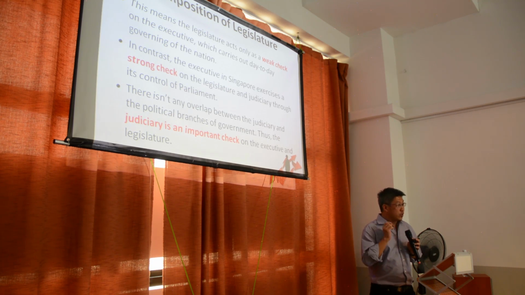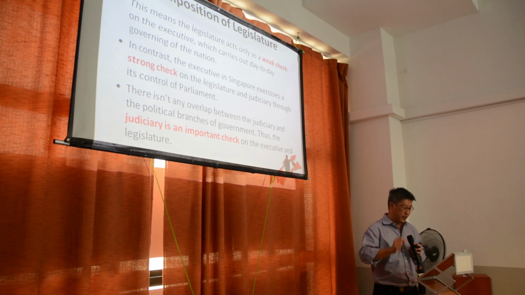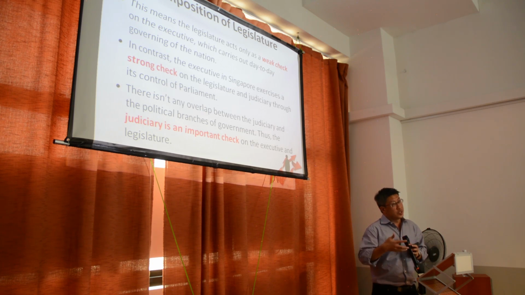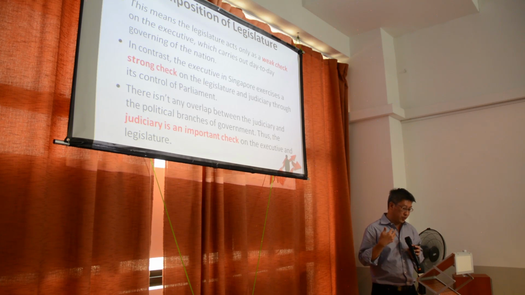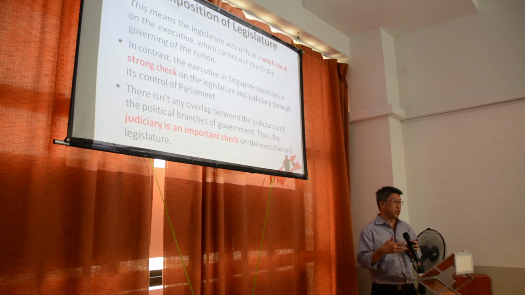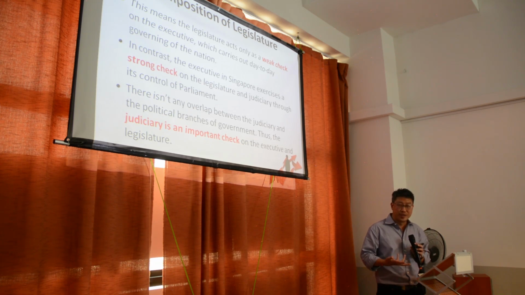And what is of course also useful to know is that the judiciary does not overlap at all with the political branches, the executive and the legislature. So this is important because the judiciary can then act as an independent check on the political branches if they do something that's unconstitutional and so on, at least in theory.